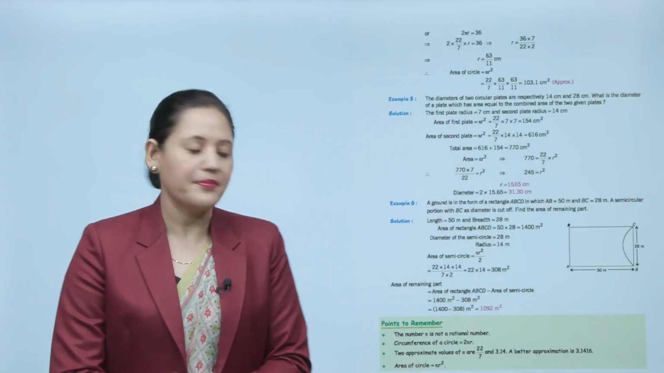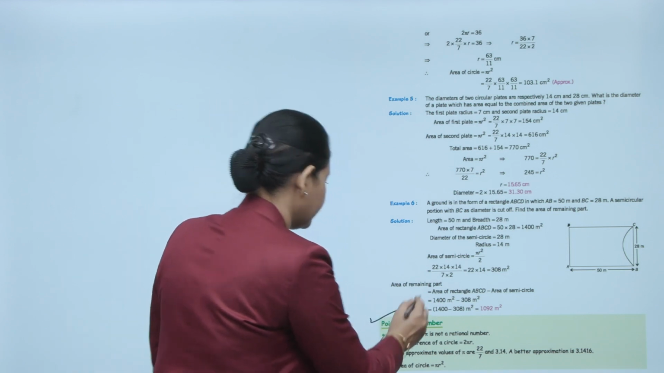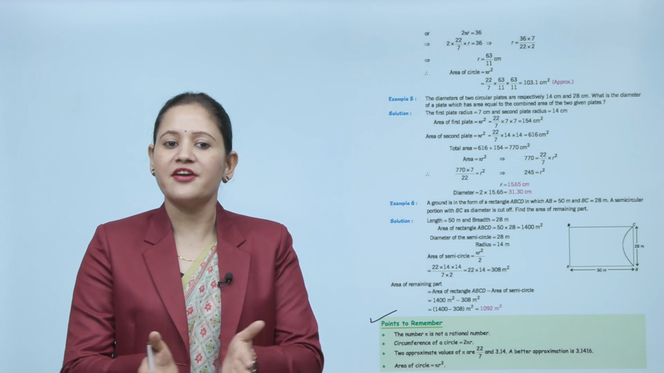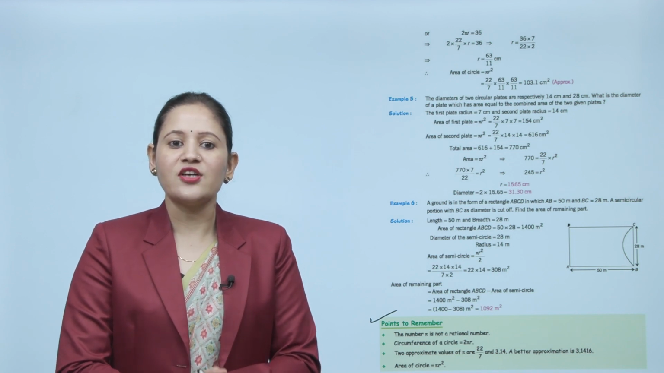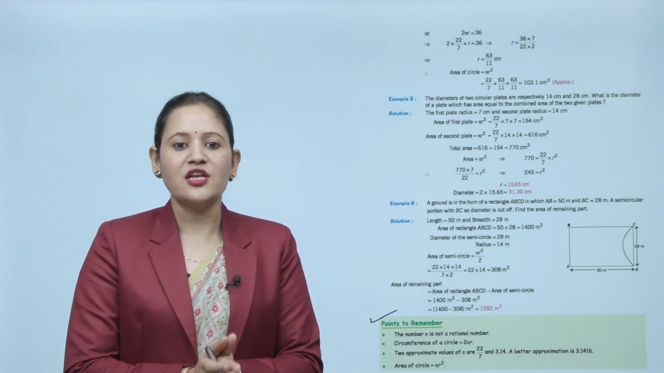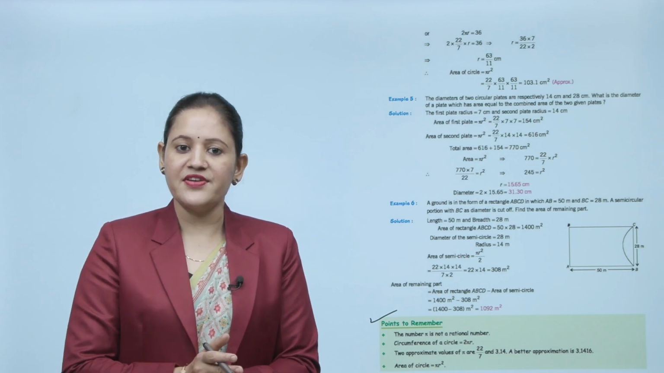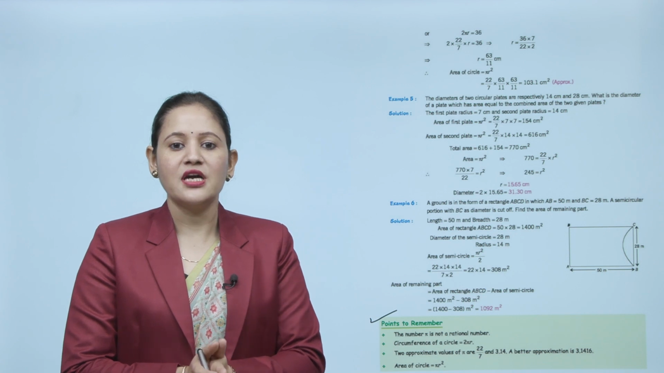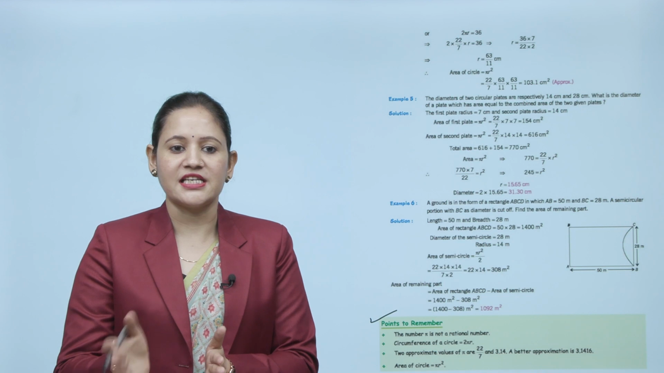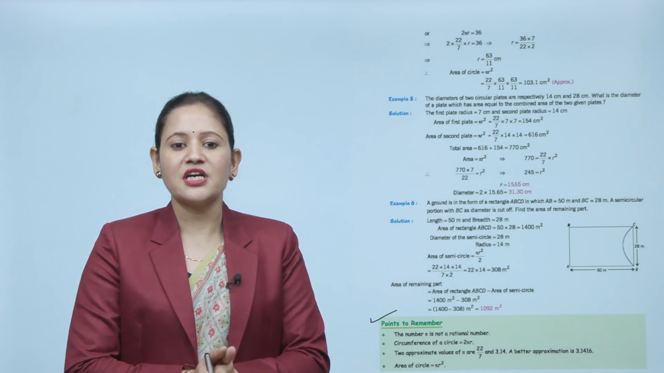Next, points to remember. The number pi is not a rational number. Circumference of the circle is equal to 2 pi r. Approximate values of pi are 22/7 and 3.14. A better approximation is 3.1416. Area of circle equals pi r square.